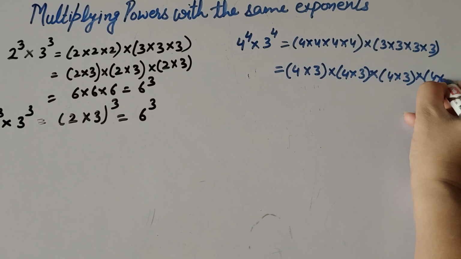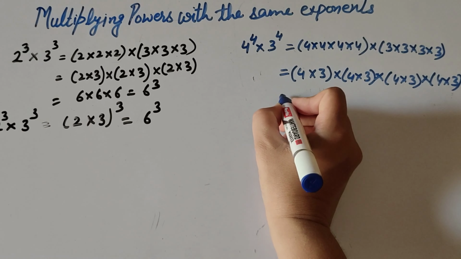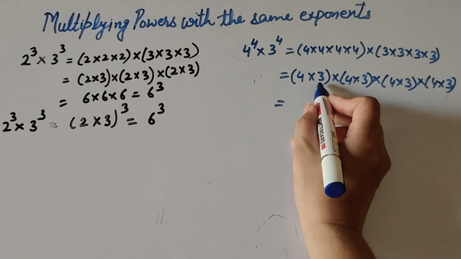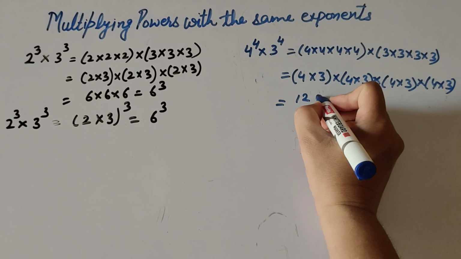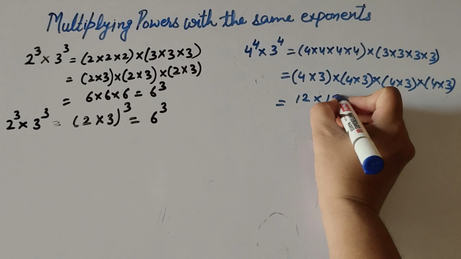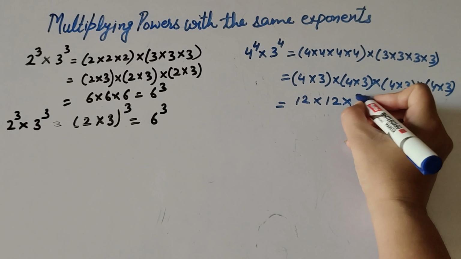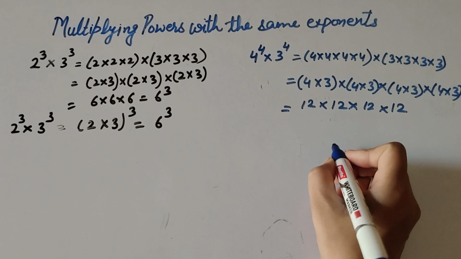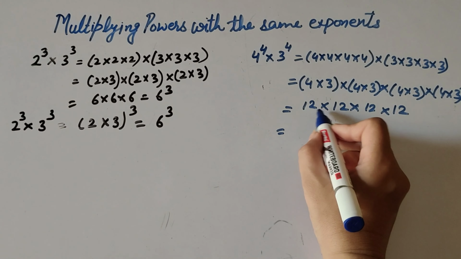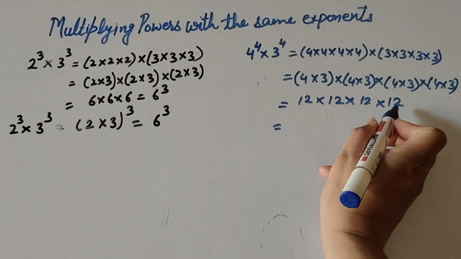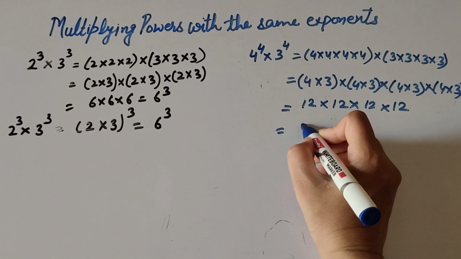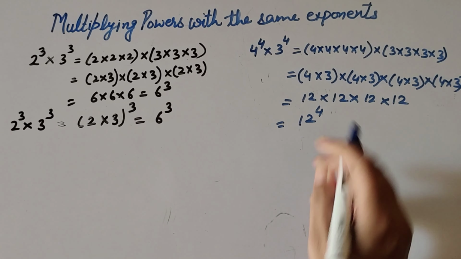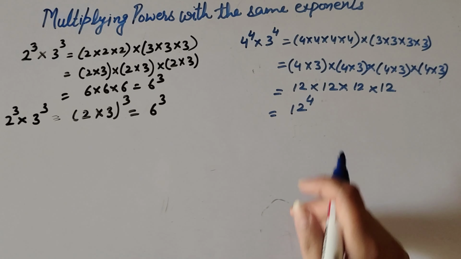Multiply 4 and 3. 4 multiply 3, we get the answer 12. Again 4 multiply 3 equals 12. Again 4 multiply 3 equals 12. It is equal to 12 raised to power 4, because 12 is 4 times repeated multiplication. 12 raised to power 4.